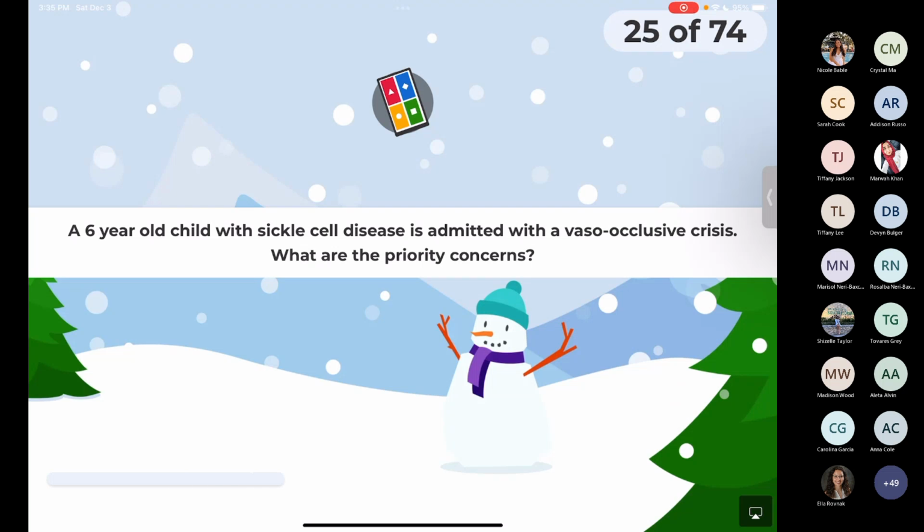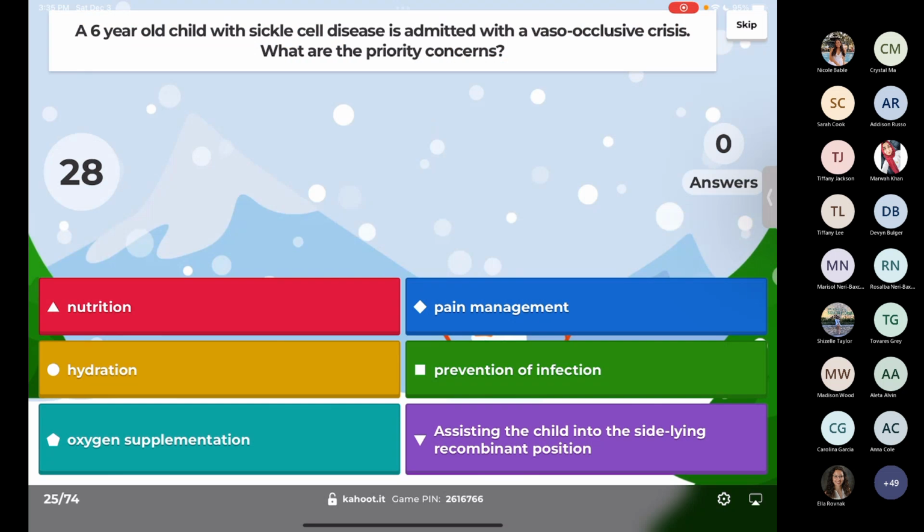All right, guys. A 6-year-old child with sickle cell disease is admitted with a vaso-occlusive crisis. What are the priority concerns? We're going to select all that apply.